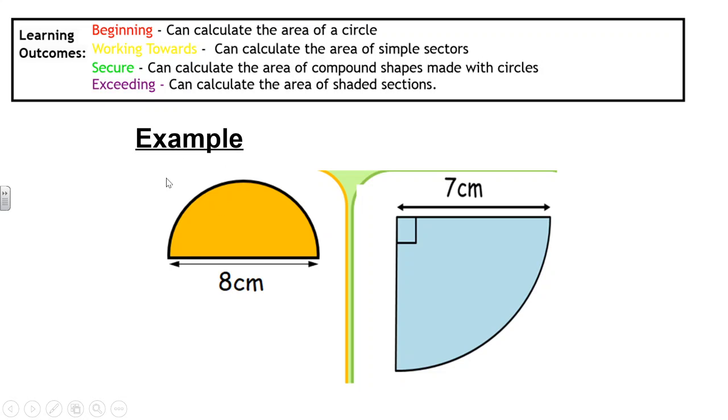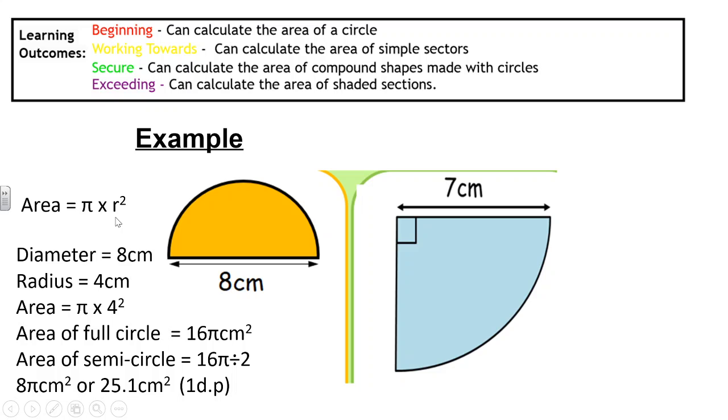So first question we have a semicircle, so half a circle. If you imagine this was a full circle and went all the way down here, you can see that 8 centimetre is actually a diameter. It would go straight through the middle of our full circle. So if we have a diameter, remember we need to work out a radius. So if our diameter is 8 centimetres, our radius would be 4 centimetres.